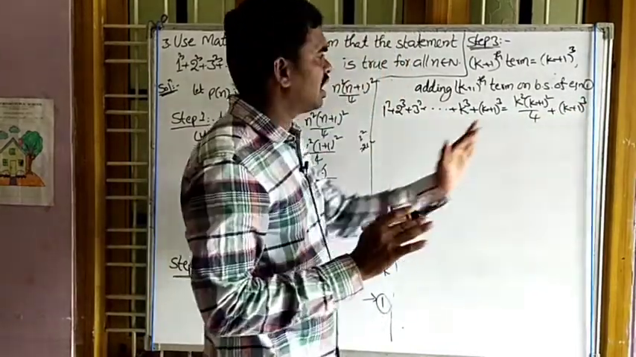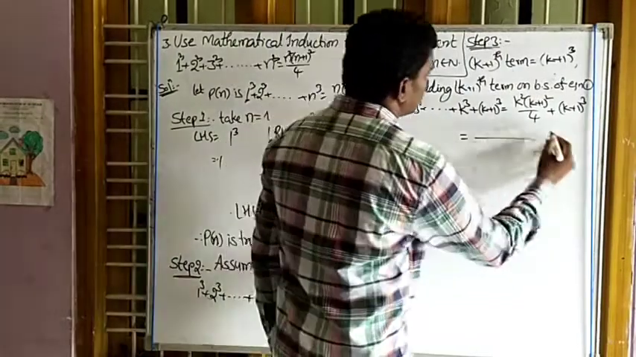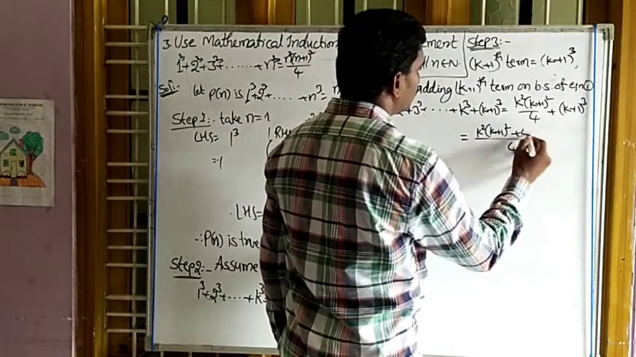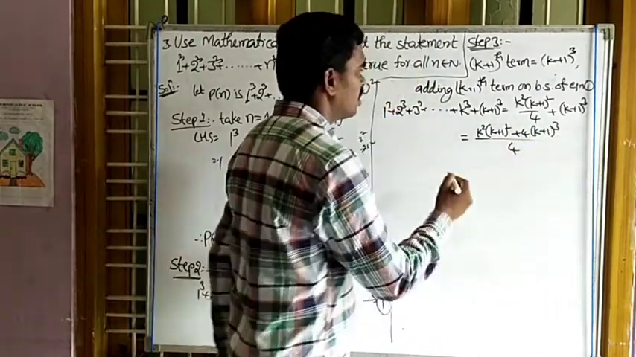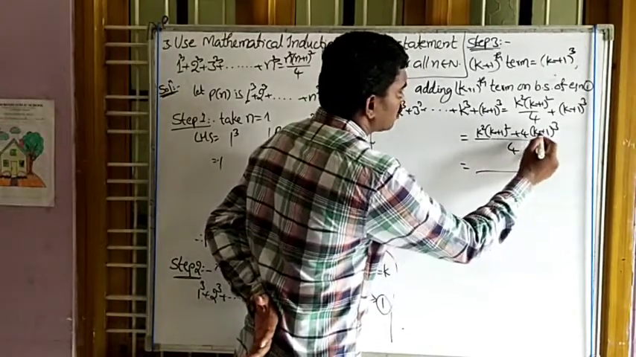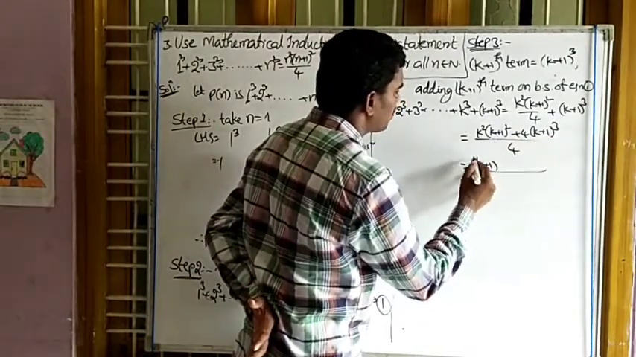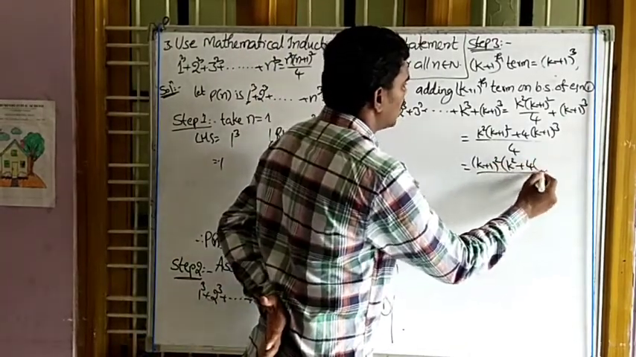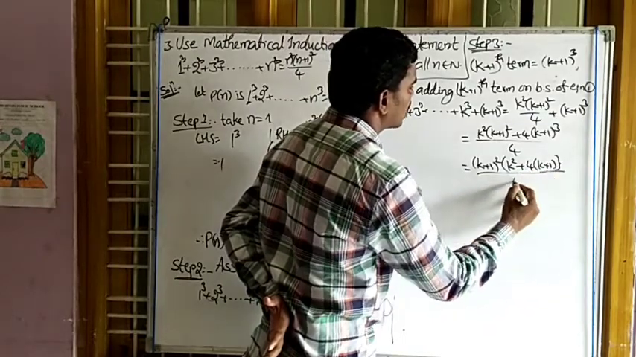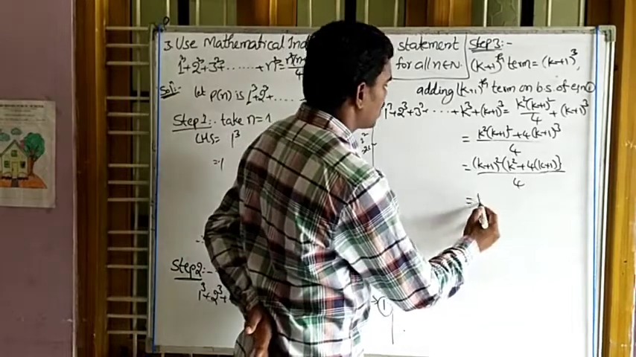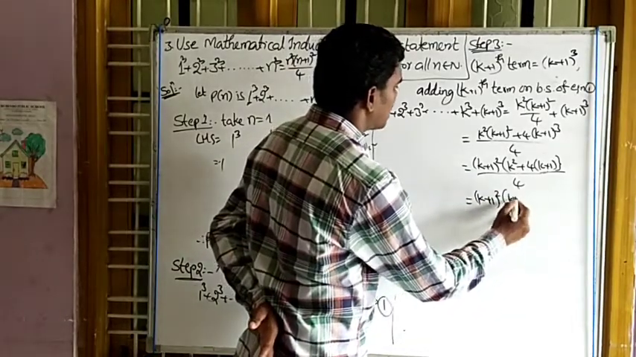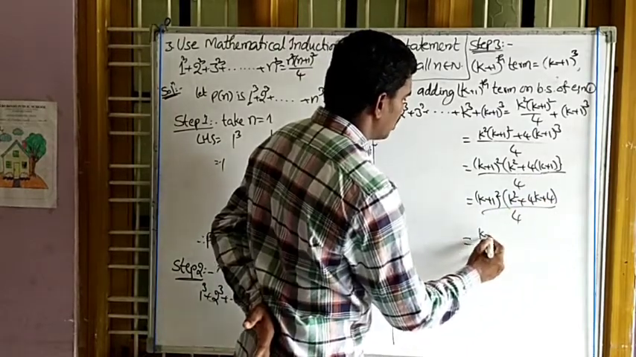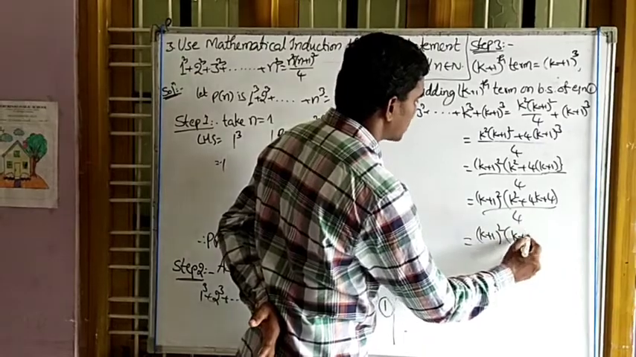Now leave the left side and simplify the right hand side. It is equal to, by 4, k square into k plus 1 whole square plus 4 into k plus 1 whole cube. In both, k plus 1 whole square will be common. Remaining is k square plus 4 into k plus 1, out of k plus 1 whole cube. Now k plus 1 whole square, k square plus 4k plus 4 by 4 is equal to k plus 1 whole square into, this is k plus 2 whole square.